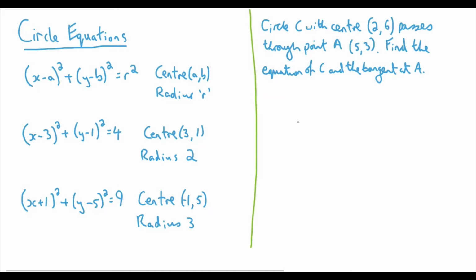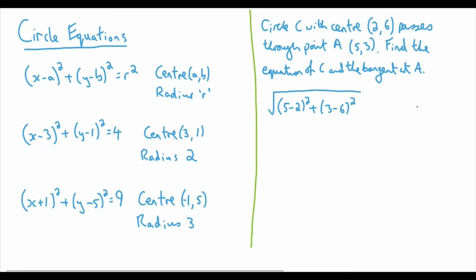So to get a length from the centre to the edge, we just need to work out what the length between these two pairs of coordinates is. How to work out the distance between 2 points? It's basically Pythagoras. So we just set up a square root, and it will be the difference in the x's, so that 5 minus 2 squared, add the differences in the y's squared.